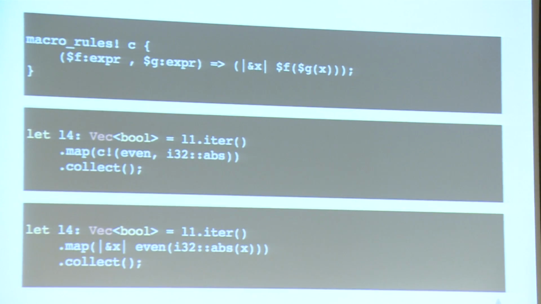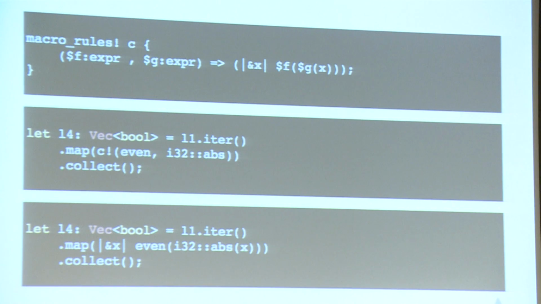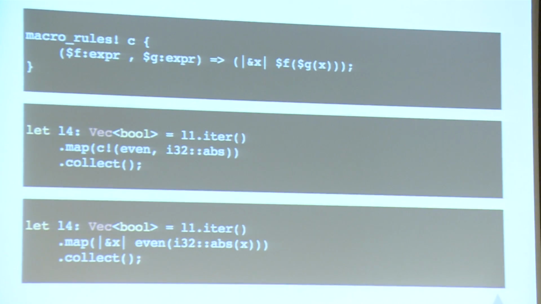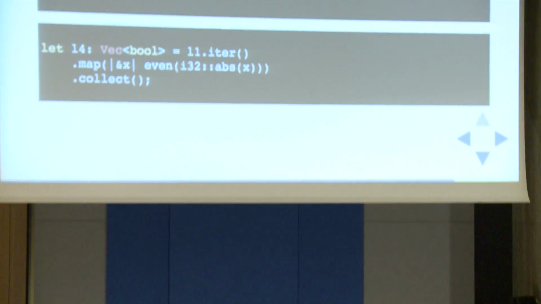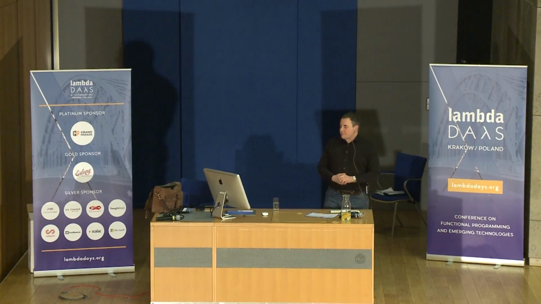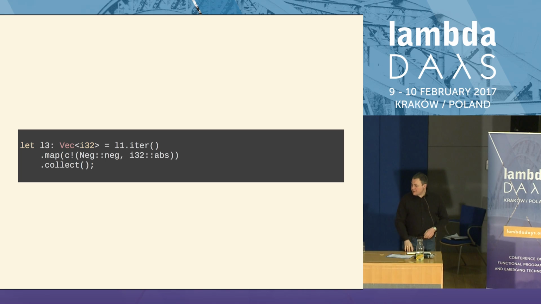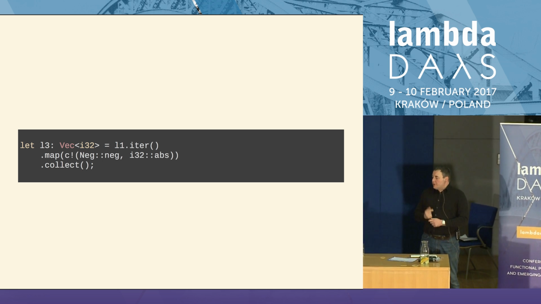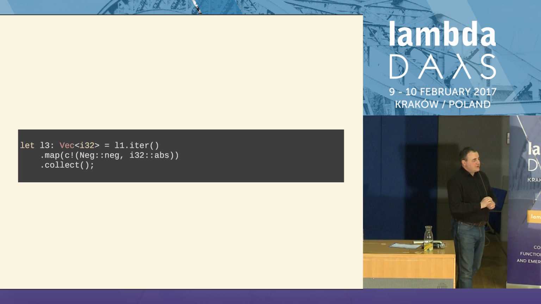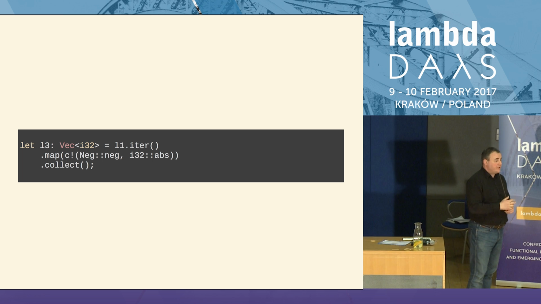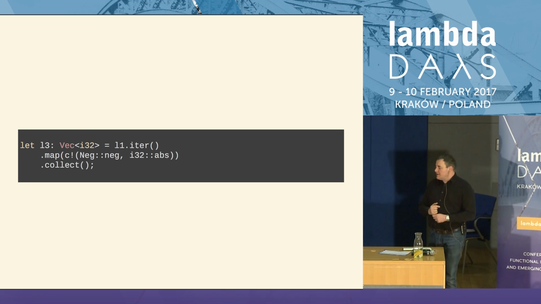i32::abs is a so-called universal function call syntax. Rust provides a way to uniformly call functions and methods and all other things that can be callable, so that we can unify it and use it in contexts like this. And this means we can rewrite our previous example with this new macro. Notice that abs is a function from the type, and neg is a function from the trait, hence the difference in casing.